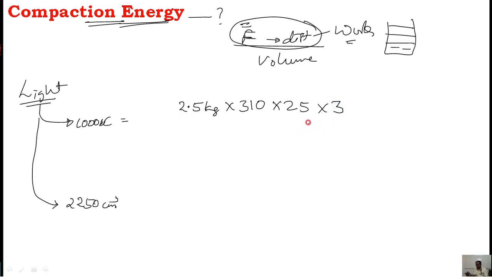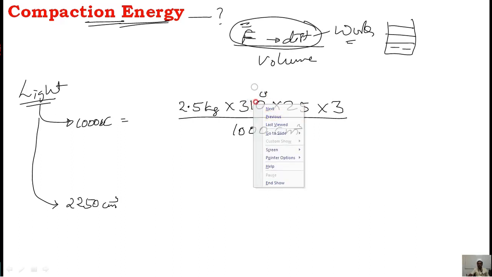Therefore this becomes the total energy, and this total energy is occupied in a volume. How much volume? This is a 1000 cm³ volume. See, this 310 mm we will consider as 31 cm, not 310, because this becomes mm. The unit is kg cm per cm³. This is the compaction energy.